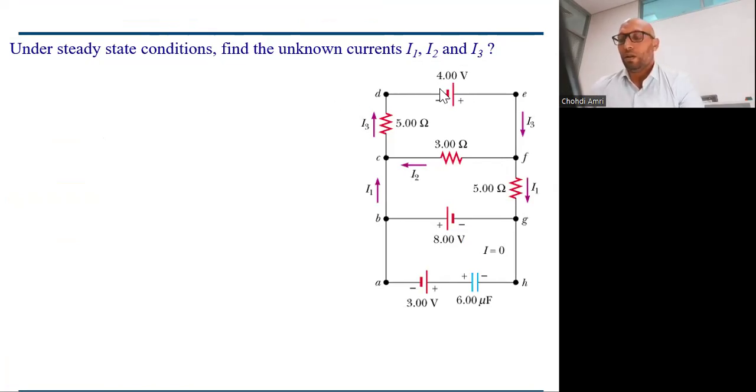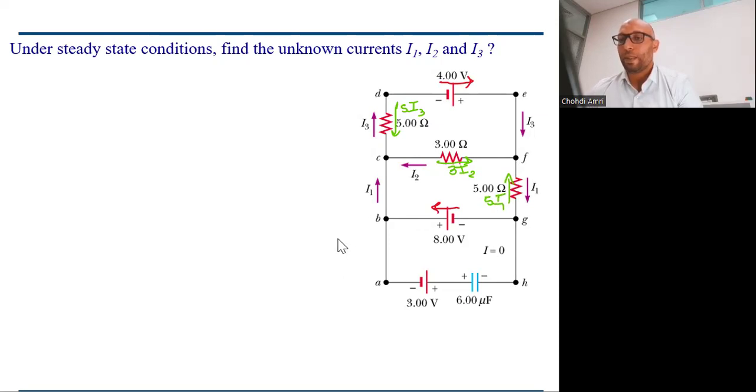As we said, across the battery, the potential difference is going from negative to the positive. Across the resistor, it is going opposite to the current. So here the potential difference is down, equal 5 I3. Here the current is going to the left, so the potential difference is going to the right, equal 3 I2. The current is going downward, so the potential difference will be 5 I1 and directed upward.